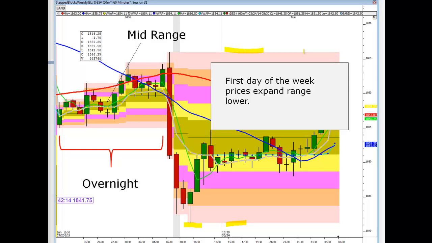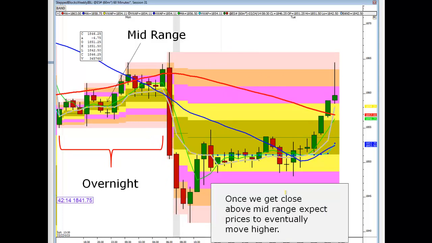Now, remember, we're talking averages. There are sometimes when we may get a week that could be a 50-point move or a 60-point move, but the average is typically around 35 to 40. So in the first day of the week, we expanded the range to the bottom side. Now we want to take a look at what's going to happen as the week progresses. Once we get a close above the mid-range, expect prices to eventually start to move higher. We talked about the two-close rule here, one, and here, and prices did move higher.